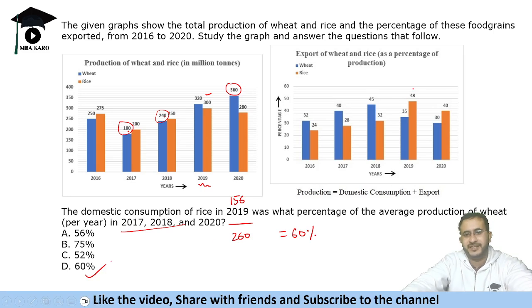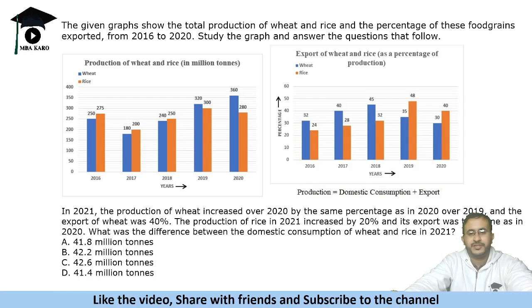60%. This was comparatively easy as compared to some of the questions. So it was about just going through the graph and deciding which one has doable questions. In 2021, the production of wheat increased over 2020 by the same percentage in 2020 over 2019. Okay, so 2020, this is 9 by 8, 9 by 8 times 9 by 8 will give us 405. So this will be 405 will be the production.